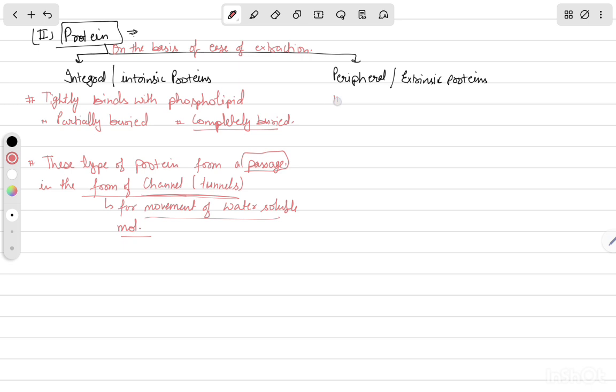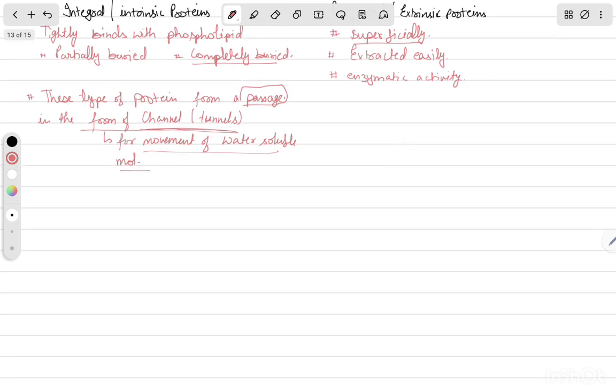Next is peripheral or extrinsic protein. Peripheral or extrinsic protein means it is present superficially. Since it is arranged superficially, extraction is very easy, right? It can be extracted easily, right? Why are these proteins present? These have some enzymatic activity. For that purpose, those superficial or extrinsic proteins are present.